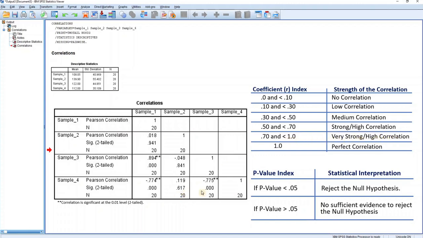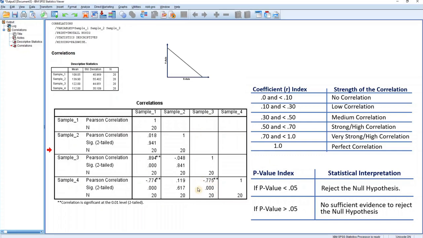Since the coefficient is negative and there is a linear correlation between the variables, it means that as sample 4 increases up the scale, sample 3 simultaneously decreases down the scale. So the graph will be the type that projects from the y-axis down to the x-axis in a falling pattern.